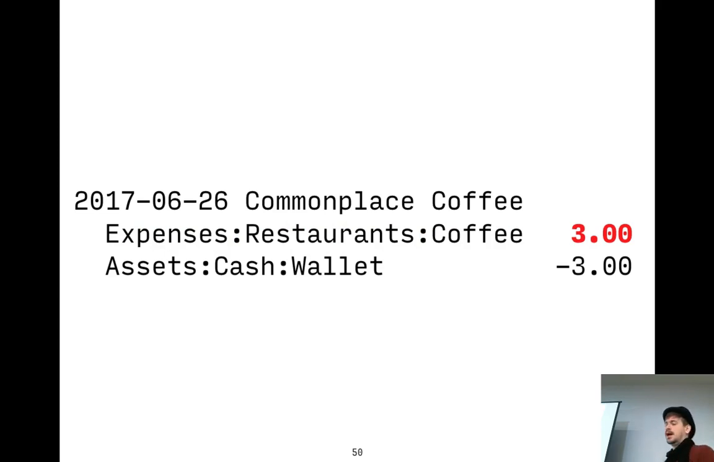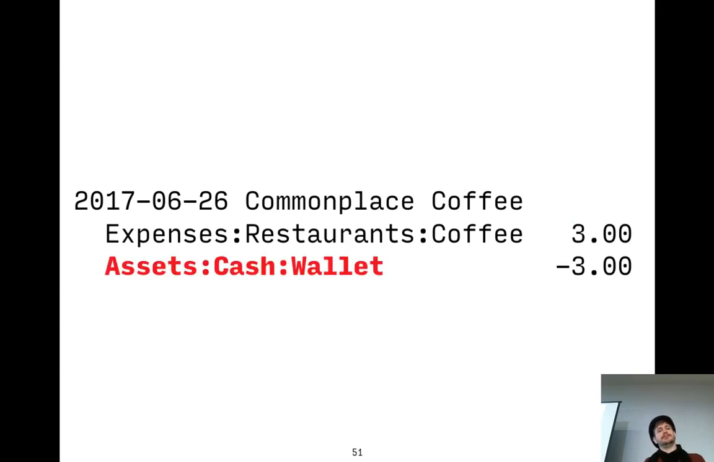This here is the amount. It's a credit because it's a positive number. Note that expenses are credited. This is because accounts must be deducted when you're spending money. I'm taking money out of my wallet and giving it to somebody else.